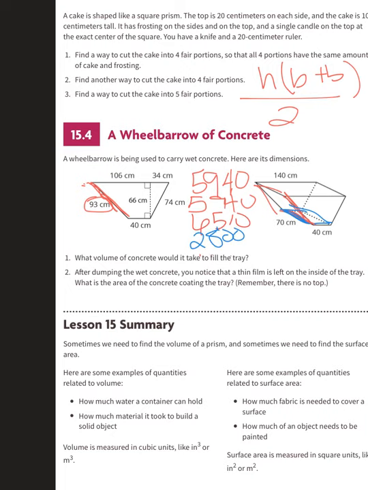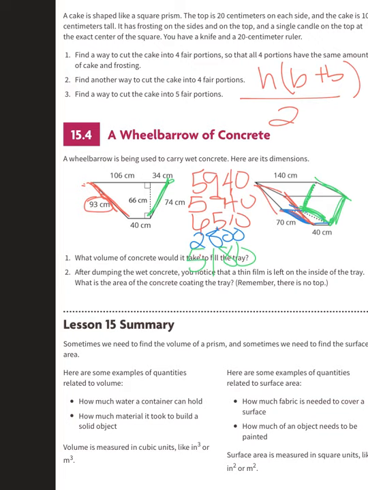And then the right side here, still 70. But if we look here, this length is 74. So if we go 70 times 74, we get 5,180. Now remember, we don't have to do the top because it's a wheelbarrow. So let's add those all together. 5,940 for the two sides.